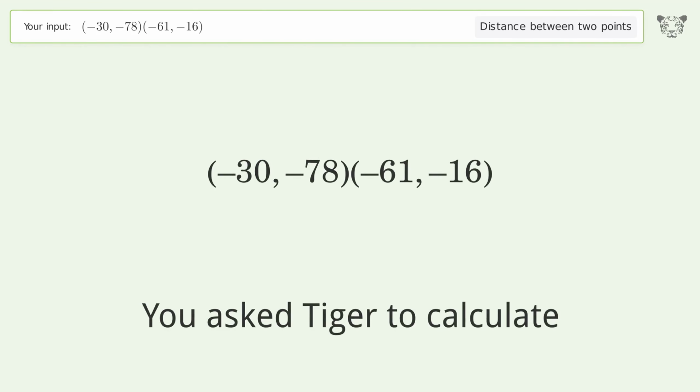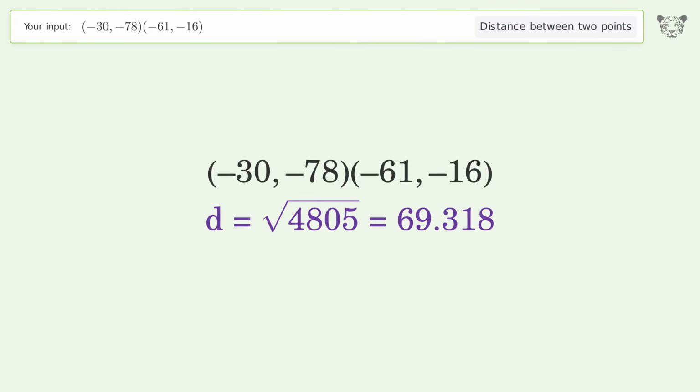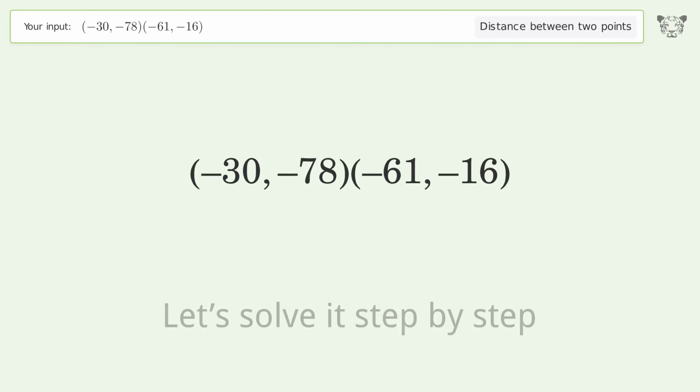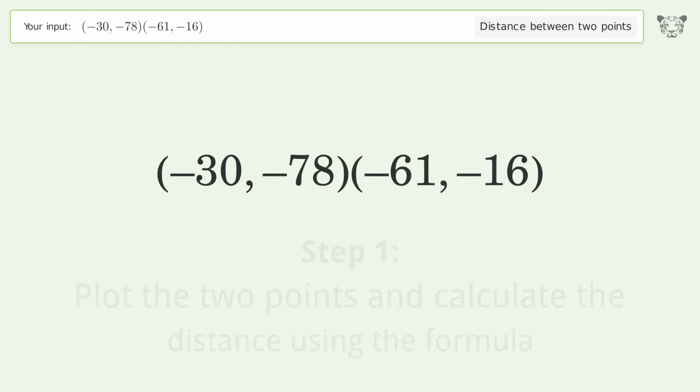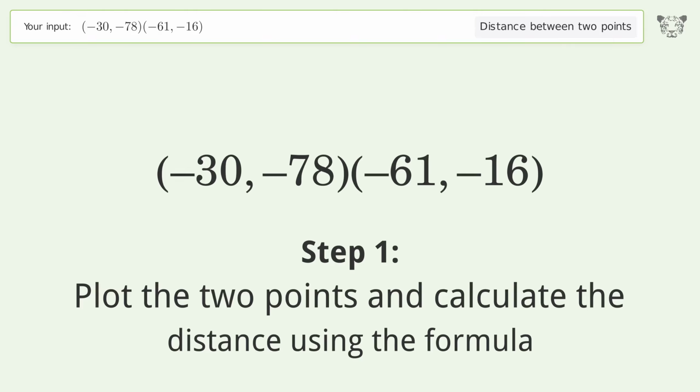You ask Tiger to calculate. This deals with the distance between 2 points. The distance between the 2 points is the square root of 4,805, or 69.318. Let's solve it step by step. Plot the 2 points and calculate the distance using the formula.